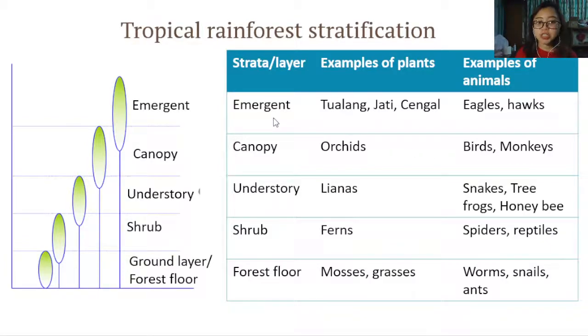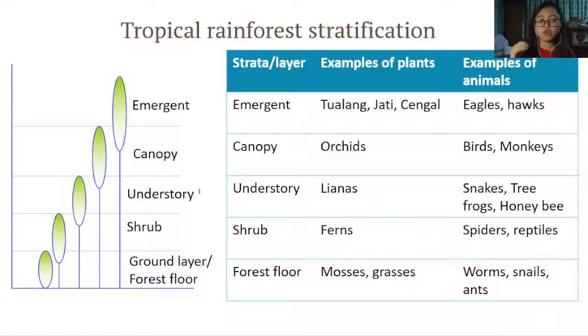And in the emergent layer, we'll find the really, really big trees. Inilah kayu-kayu balak yang paling tinggi kita akan jumpa pada emergent layer. Kita akan jumpa kayu tualang, jati, cengal pada lapisan emergent. And also in the emergent layer, we find the eagles and hawks and other birds of prey, which usually like to go into very high areas.